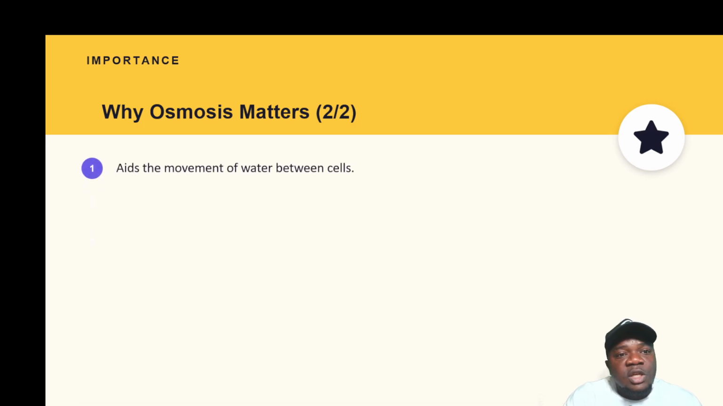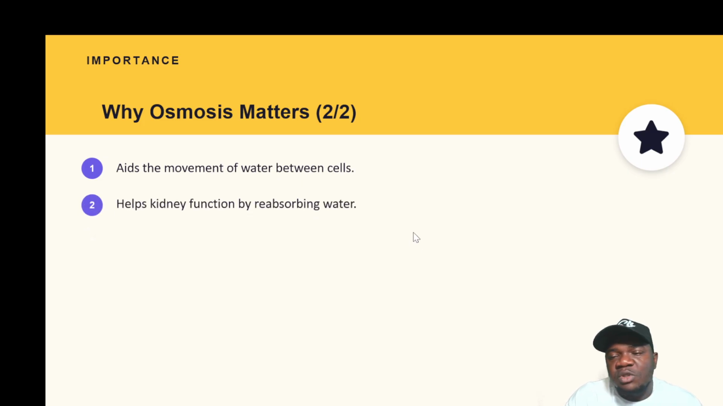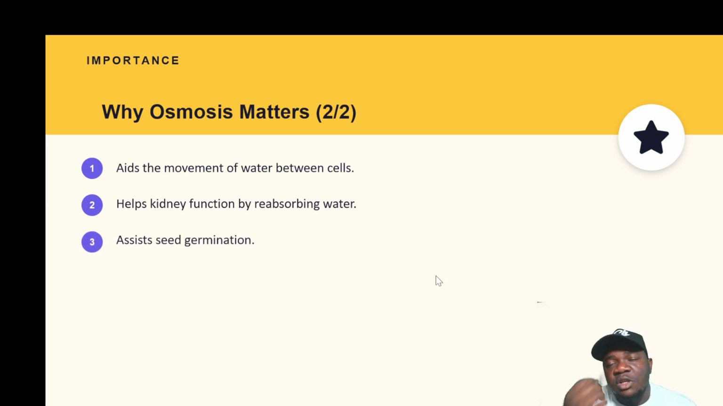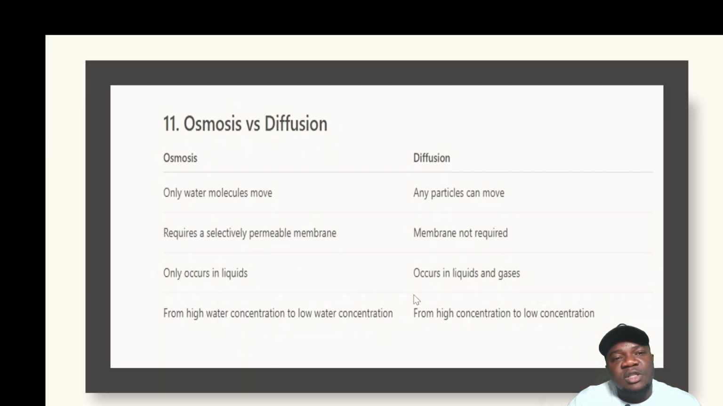Okay. Then why osmosis matters? It aids the movement of water between cells. So water is very important. We can't do without water, and this helps kidney function by absorbing water. The kidney needs water. All right, and it also assists in seed germination. You can't put your seed on the soil without watering it. If you leave it there, nothing is going to happen. But once you apply water to it, what happens? It tends to germinate. So it's very important.